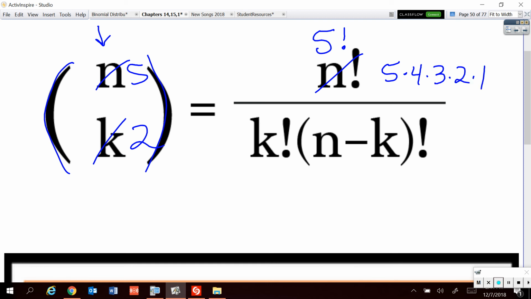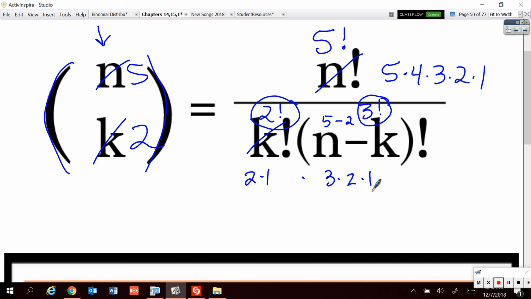I like these. These are kind of fun. Okay, so 5 times 4 times 3 times 2 times 1. And then look here on the bottom. K factorial, does it mean k? That means 2 factorial because 2 was our successes, which of course is 2 times 1. How about this here? N minus k, what the heck is that? That's our 5 minus 2, which is 3 factorial. So basically we have the success factorial and the failure factorial. 3 times 2 times 1.